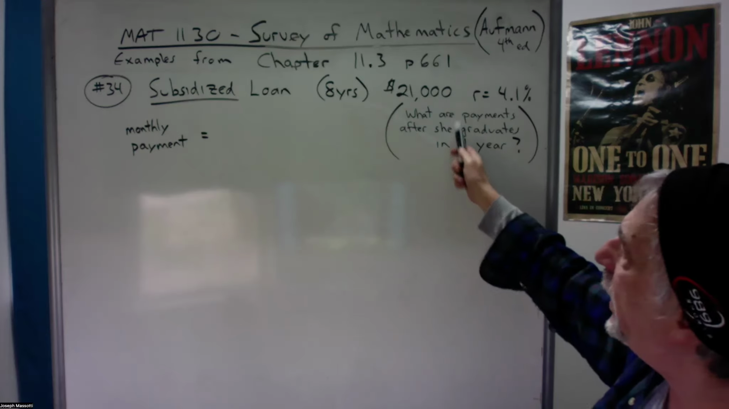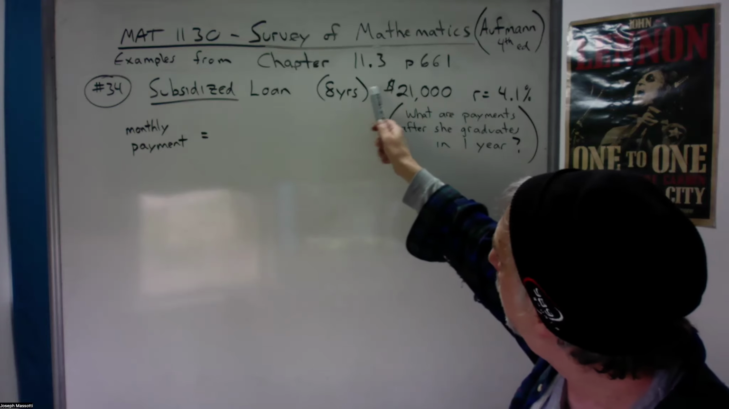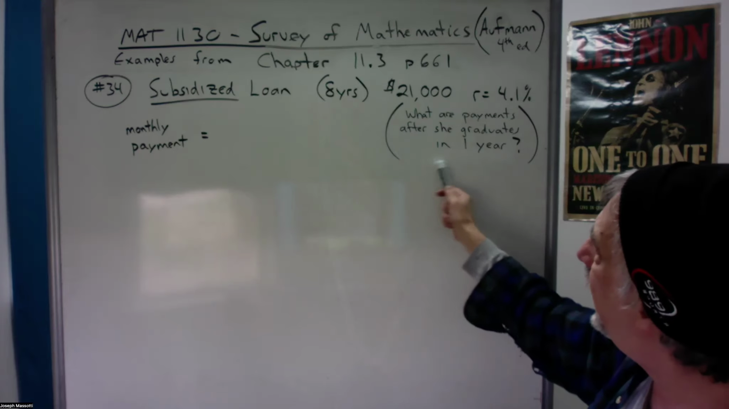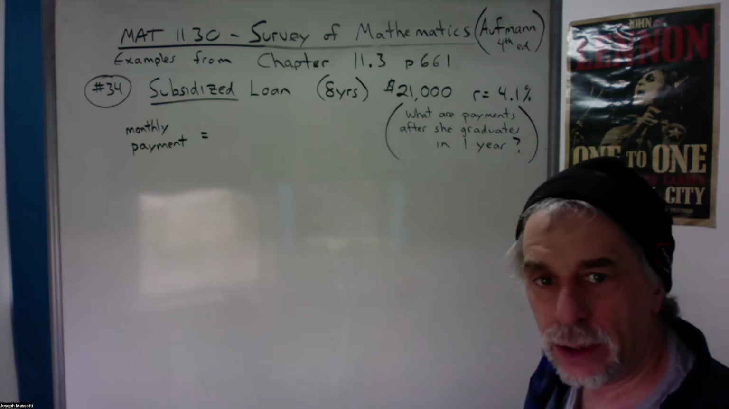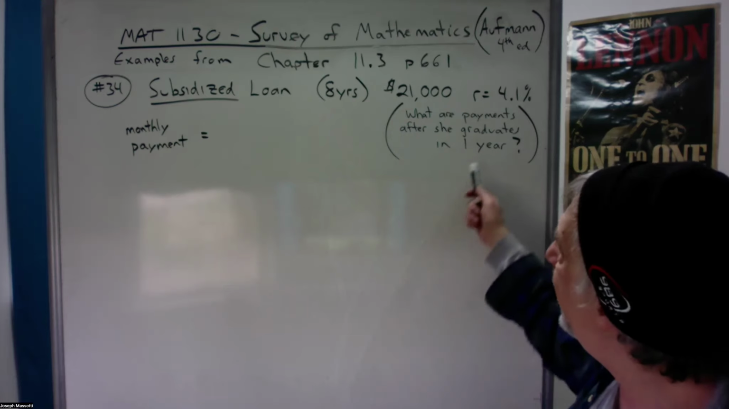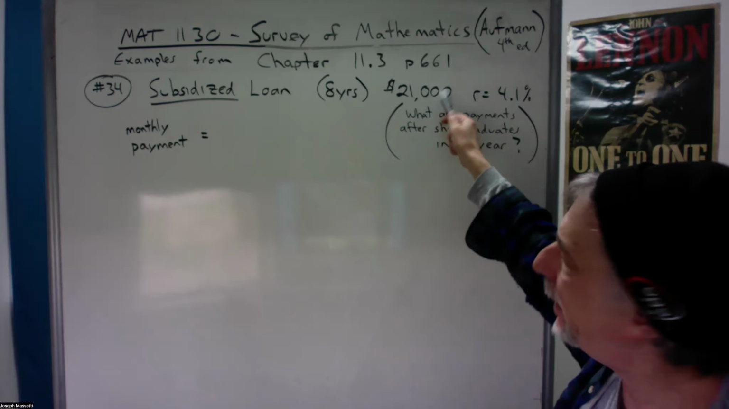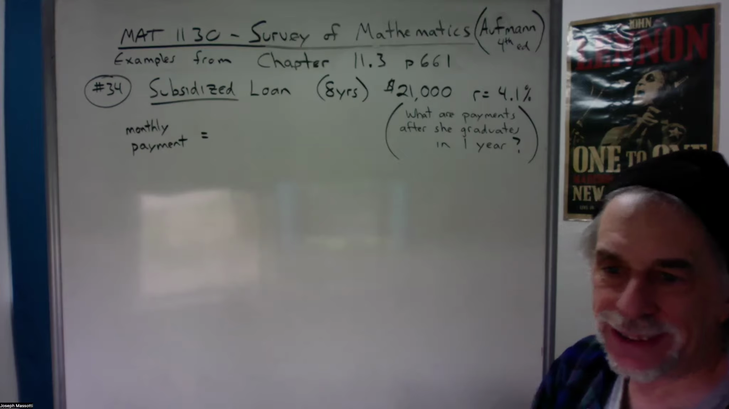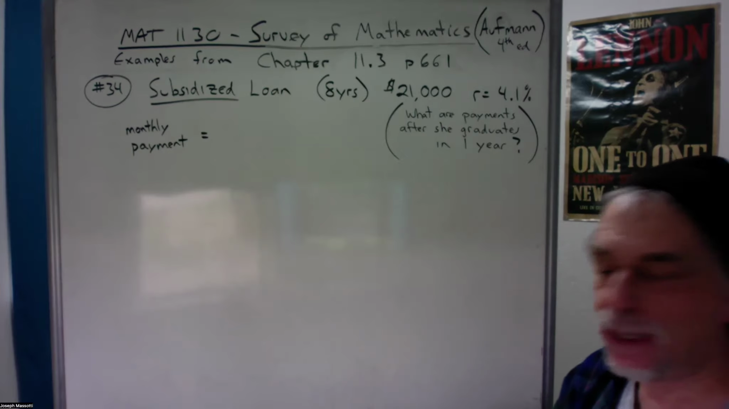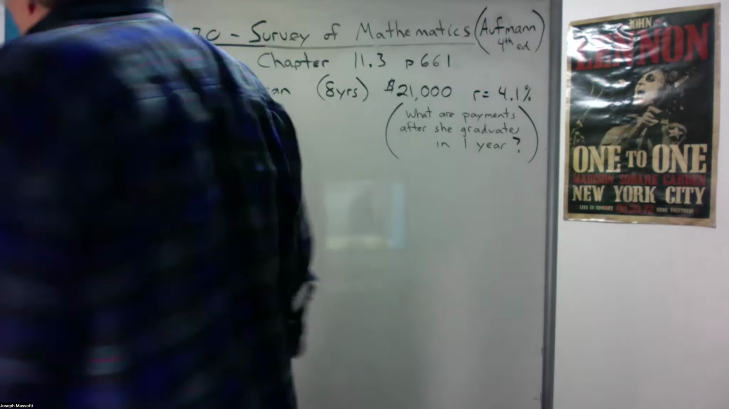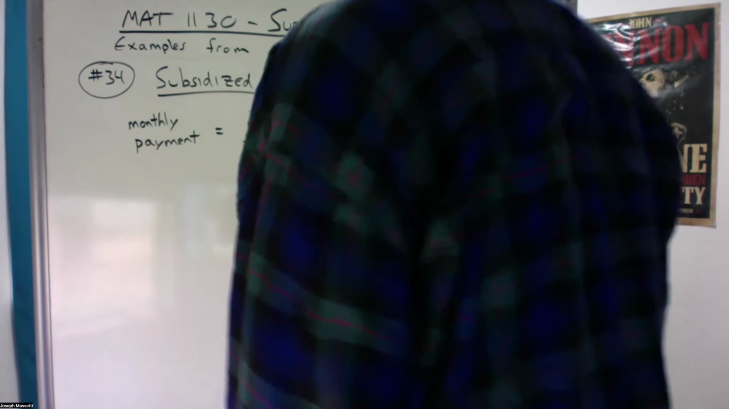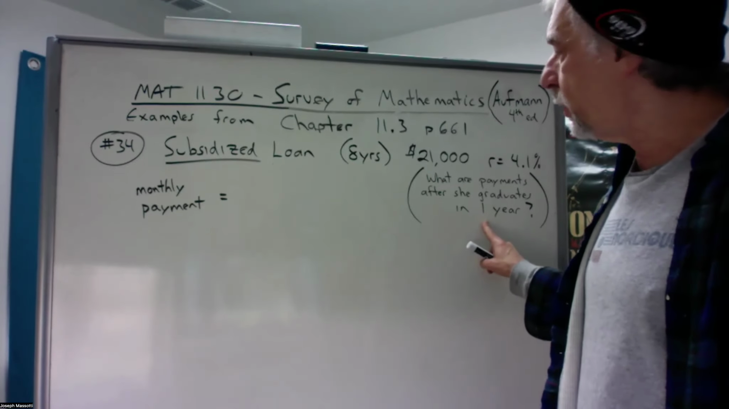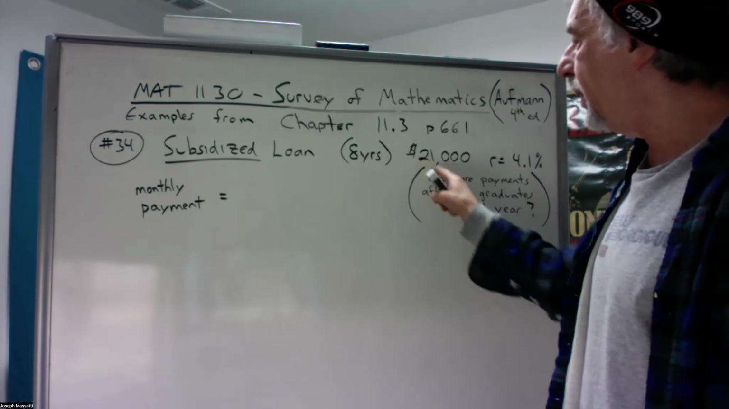So this person took out a $21,000 loan for 8 years. It's subsidized, so she does not pay interest for that 1 year. If it was not subsidized, then that 1 year of interest would be added to the value before we come up with the monthly payment formula. And we'll see that on the other side of the board. We'll do an example of an unsubsidized loan. But in this case, even though she's waiting a year before she starts to pay this loan off, the total is still going to be $21,000.